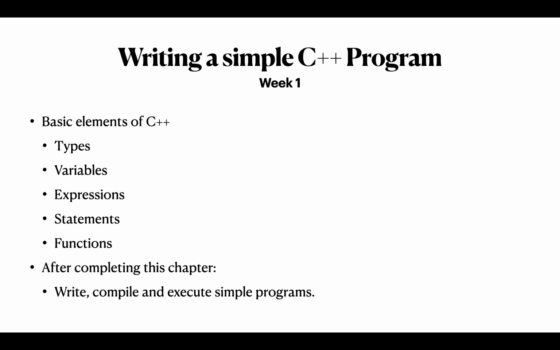This chapter introduces most of the basic elements of C++: types, variables, expressions, statements, and functions. Along the way, we'll briefly explain how to compile and execute a program. After having read this chapter and worked through the exercises, you should be able to write, compile, and execute simple programs. Later chapters will assume that you can use the features introduced in this chapter and will explain these features in more detail.